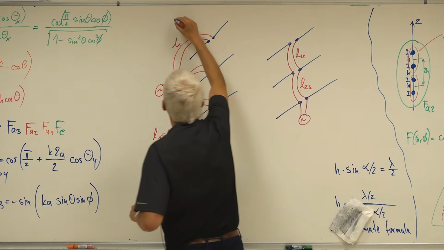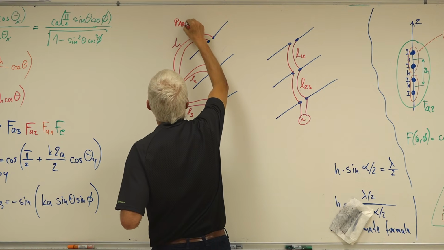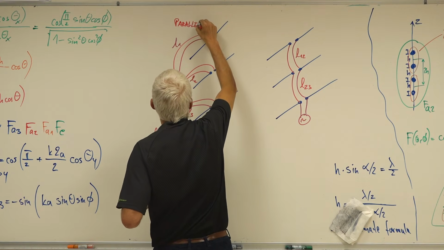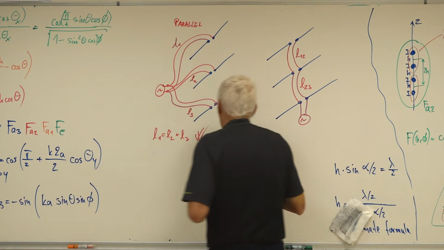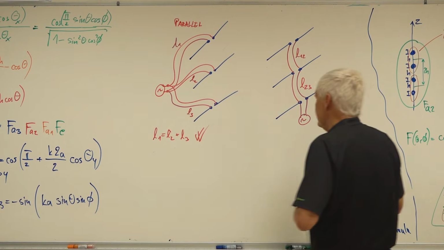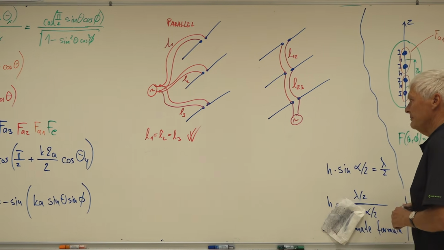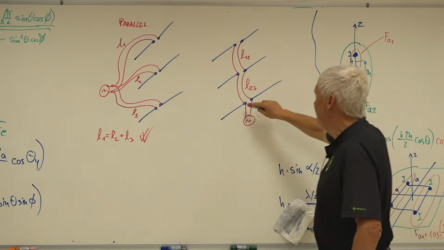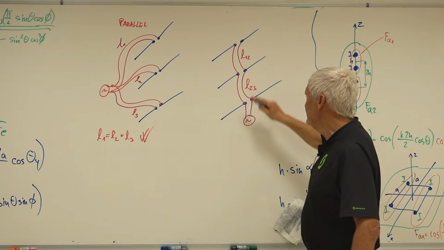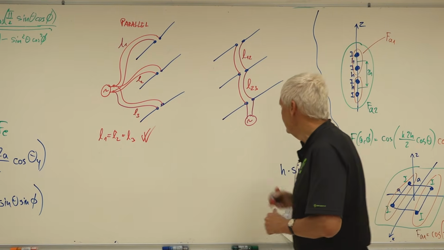So parallel feeding has maximum bandwidth because it does not depend on the frequency, but it's expensive. It's lots of feed lines. Here I have fewer feed lines, but this arrangement is frequency dependent.